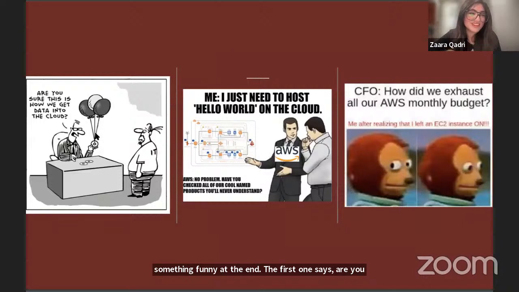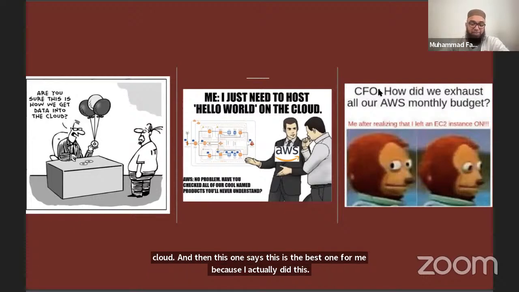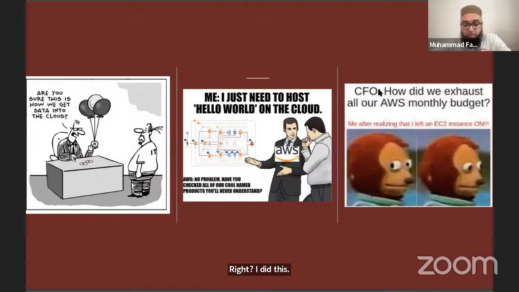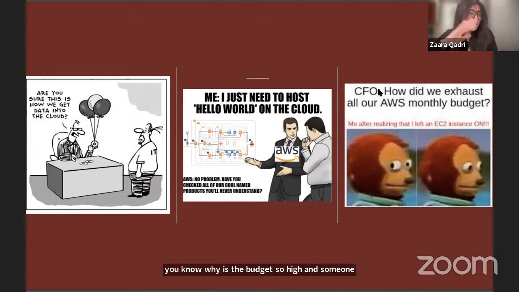And as you can see, that's not how you get data into the cloud. And then this one says, "This is the best one for me because I actually did this." It happens to us every month. The CFO asked the SysOps team, why is the budget so high? And someone forgot to turn off the EC2 instance. That's simple.